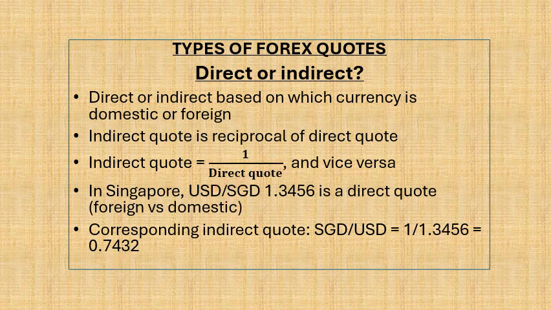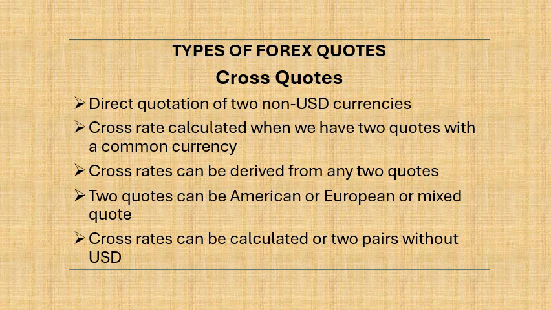Let's now discuss cross quotes. A cross quote is usually a direct quotation of two non-USD currencies. However, the term cross rate is used when we have two quotes with a common currency and we want to calculate the cross rate. Cross rates can be derived from any two quotes. The two quotes can be American, or both can be European, or it can be a mixed quote with one European and one American quote. Cross rates can be calculated even for two pairs not involving the US dollar.